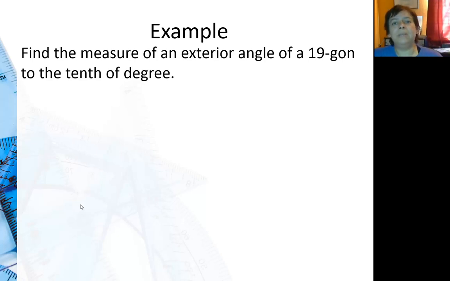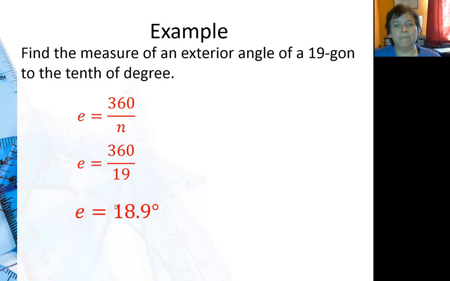So in this example, we're going to find the measure of an exterior angle of a 19-gon to the 10th degree. I'm going to write down my formula. The exterior angle is 360 divided by n. Substituting in 19 is 360 divided by 19. Get my calculator and I get about 18.9 degrees.